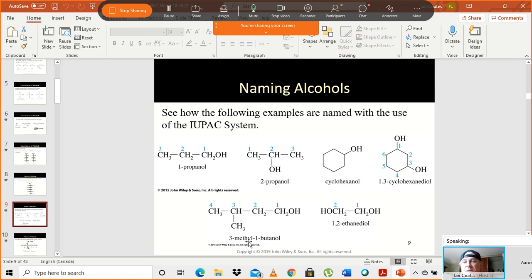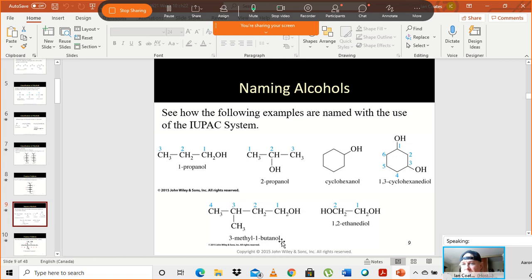What do we got here? We have 3-methyl-1-butanol. So you'll see here that the alcohol trumps everything. You start from the back. How do you name this? Well, find your longest carbon chain. 1, 2, 3, 4. Okay, and that's starting from the alcohol, so that's a 1-butanol.